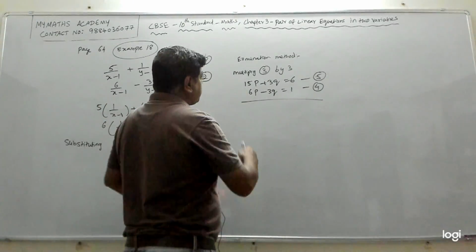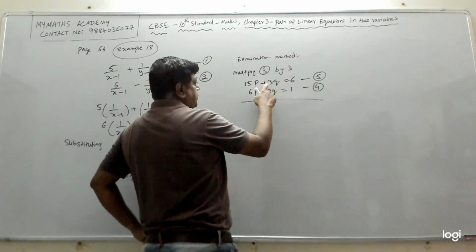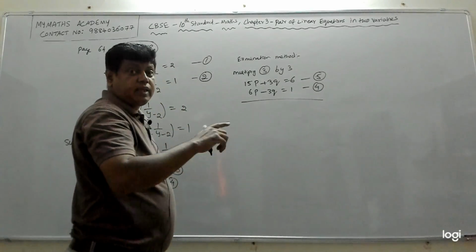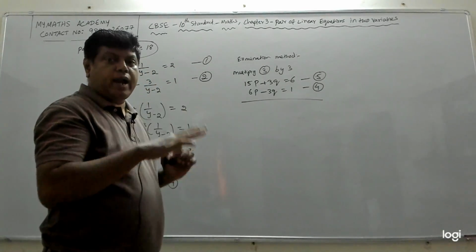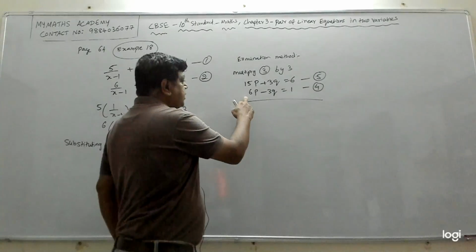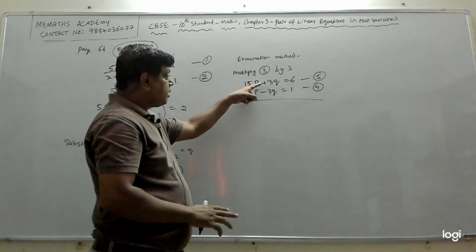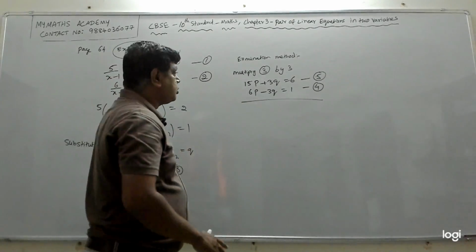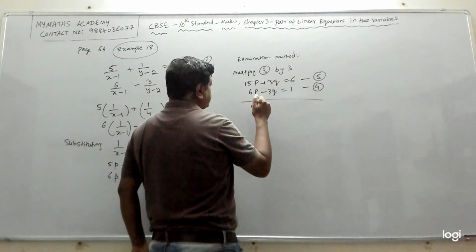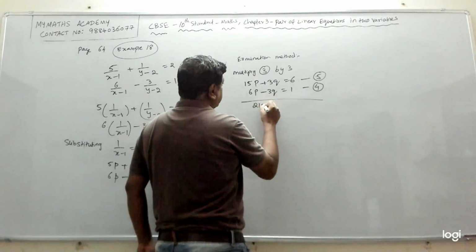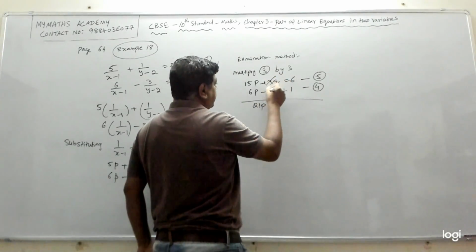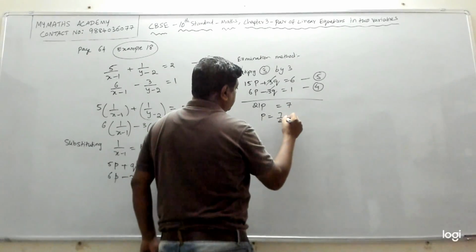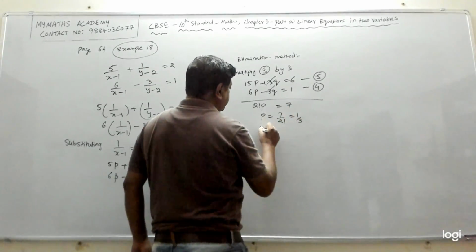Now if we observe, these two are 3, 3, but what is the sign? This is plus 3, this is minus 3. The signs are different. When the signs are different, we should add, which means we need not change the sign below, which means we need not subtract. We should add. So if we add this, what is 15p plus 6p? 21p. Now this is 3q, this is minus 3q, they cancel. 6 plus 1 is 7. So you get p equal to 7 by 21, which gives you 1 by 3. So your p is 1 by 3.